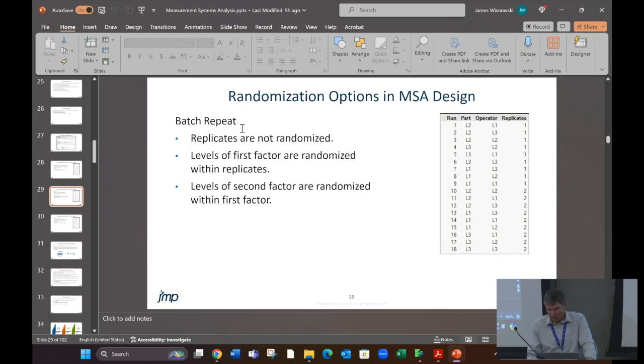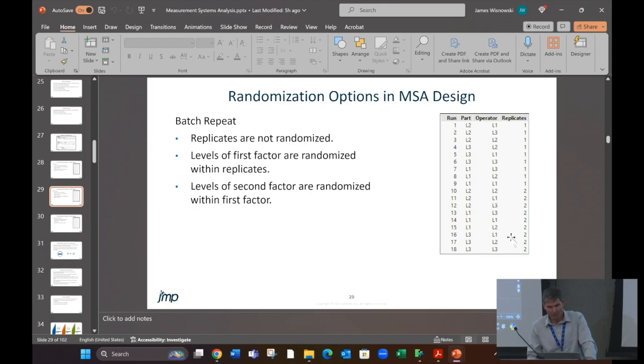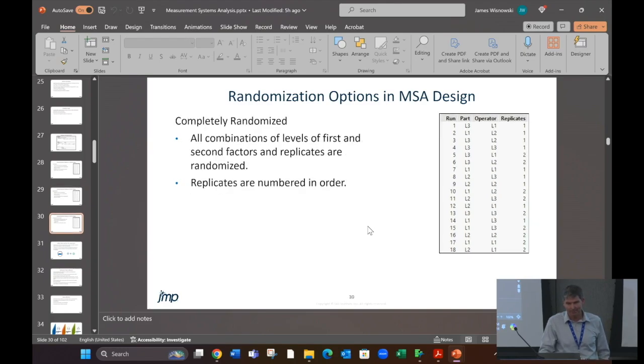Different from that is the batch repeat here. So what I'm going to do is I'm going to have everybody do all of their first measurement. So we're going to go through all 10 of the parts, or however many parts we have. They're going to do that first measurement, and then almost like that's block 1, and then block 2 is going to be your second replicate. And then you'll note even here that for part 2, all of us are going to do that. And then we're going to go to the next part. All of us are going to do that. So if that scheme works for you, that's a potential option rather than doing the completely randomized, which is this guy.